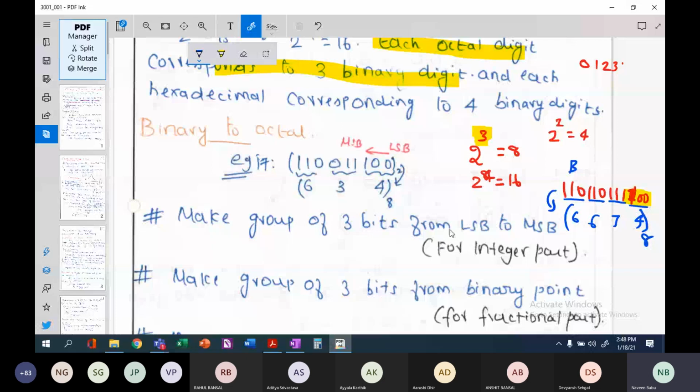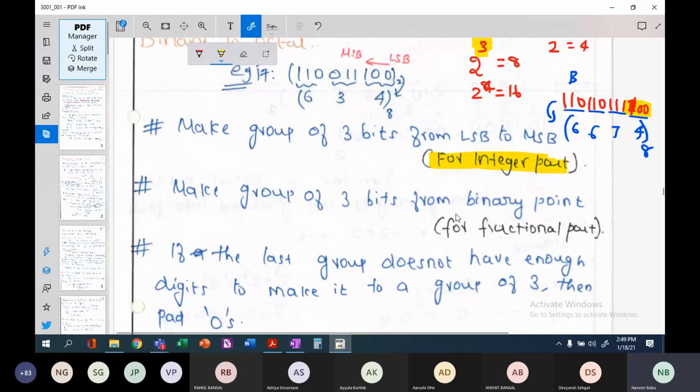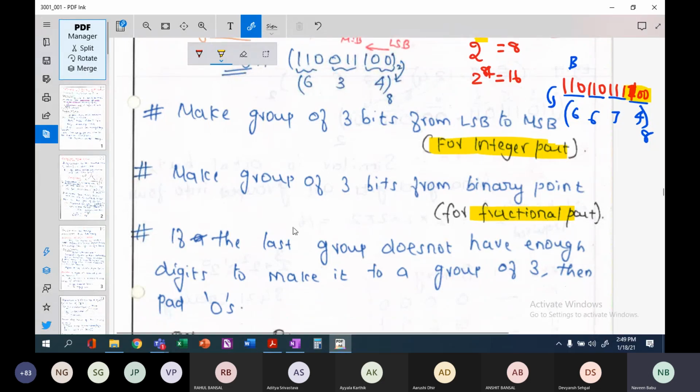Sorry, this is the most important part. If you are operating on an integer part, then you have to look from LSB to MSB. If it is for a fractional part, look from after the decimal point. Make groups of 3 bits from the binary point for the fractional part. Let us take a simple example now.